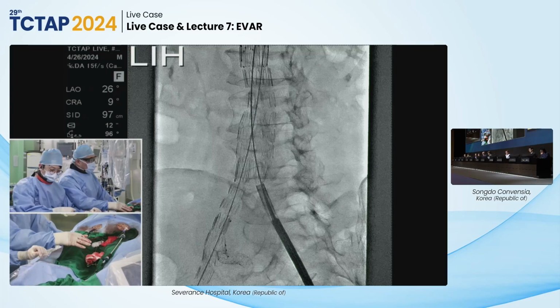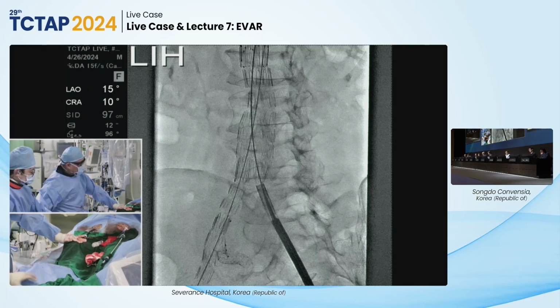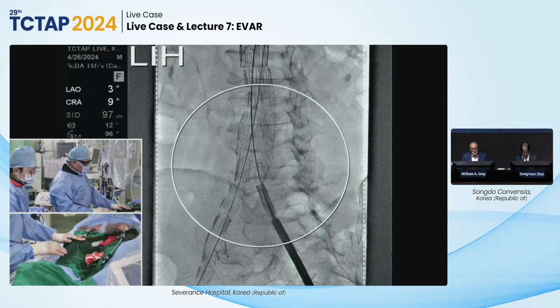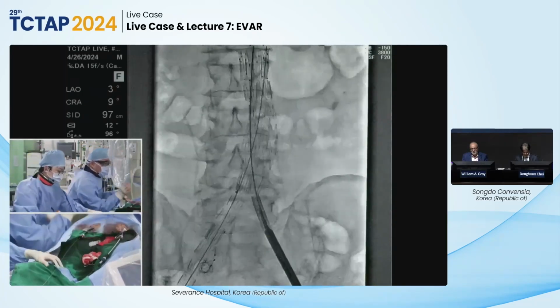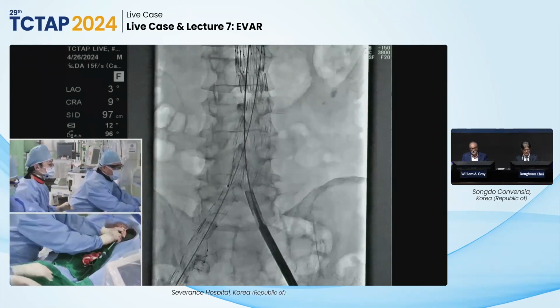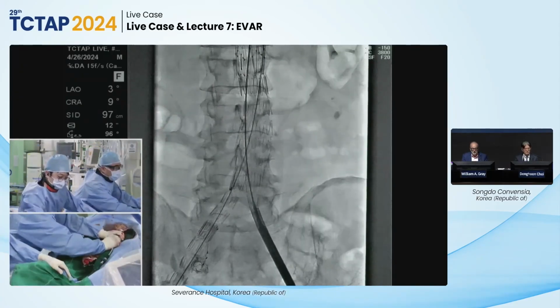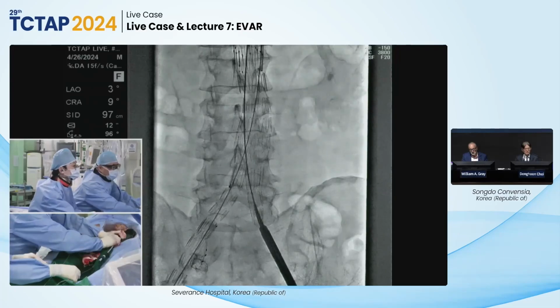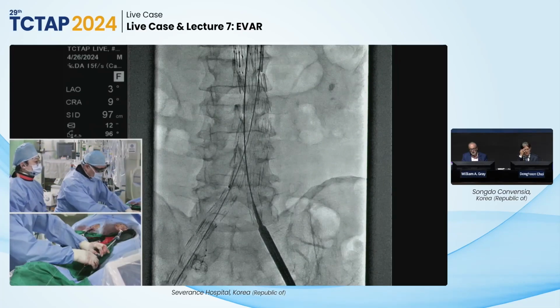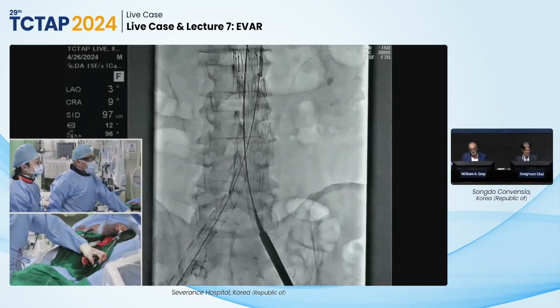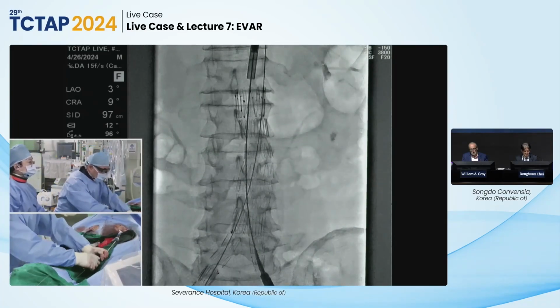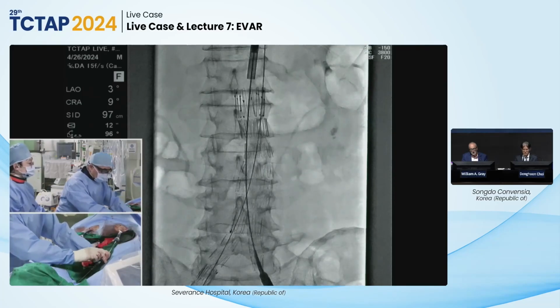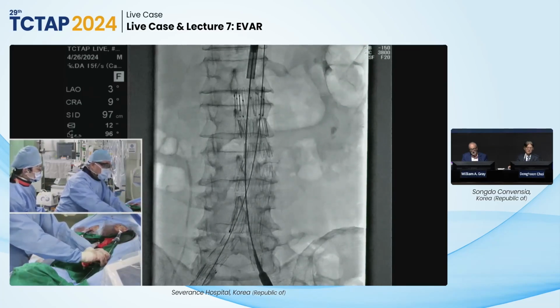And then we will deploy the ipsilateral side of the main body. Okay, and we need to capture the olive.